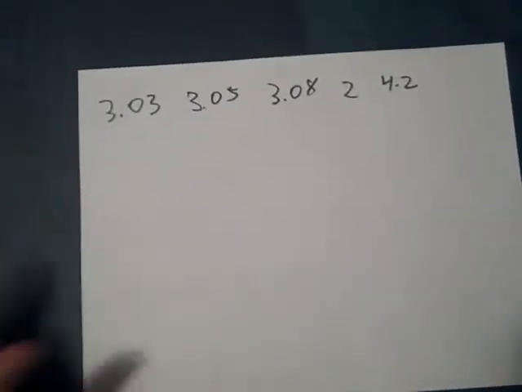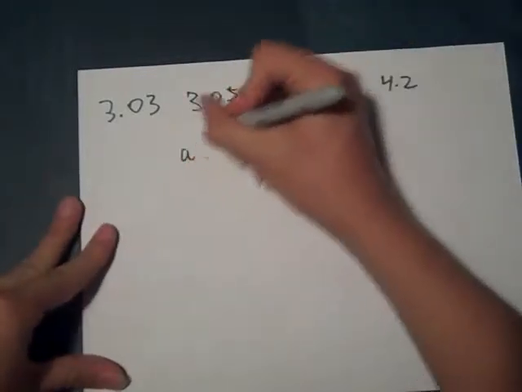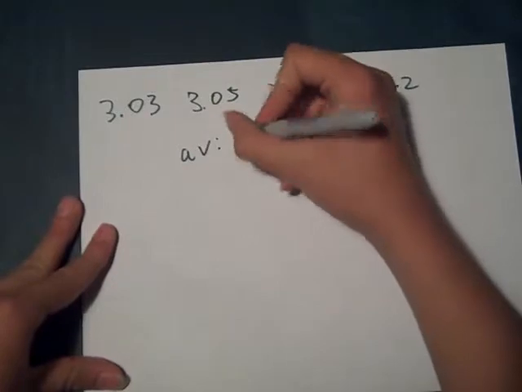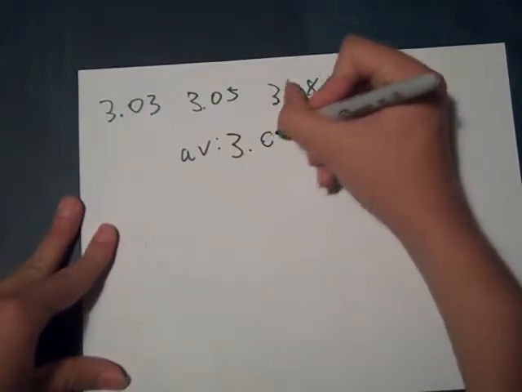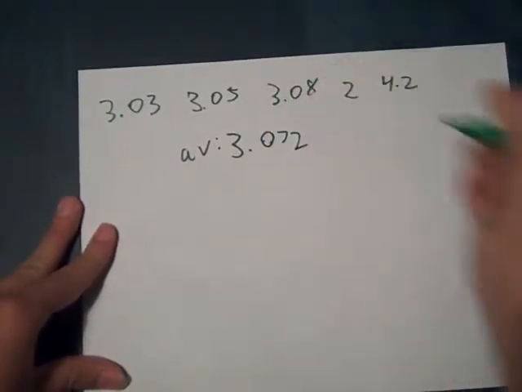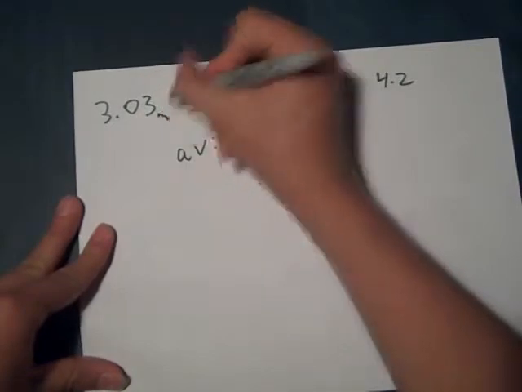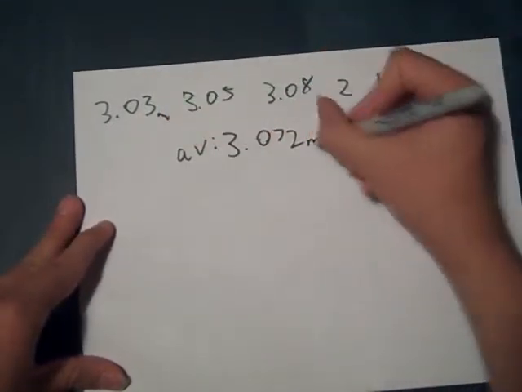Okay, so the first step of solving this is to average these all out, because you need to know that in order to do part of that equation. So averaging them all, you just add them together and then divide them by 5, because that's the number of trials we have. And for that I got 3.072, and we should actually put units for these, so I'll just say meters.